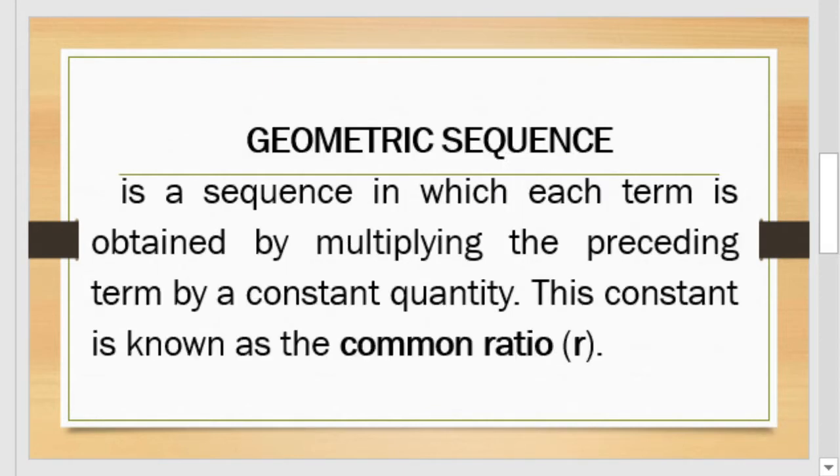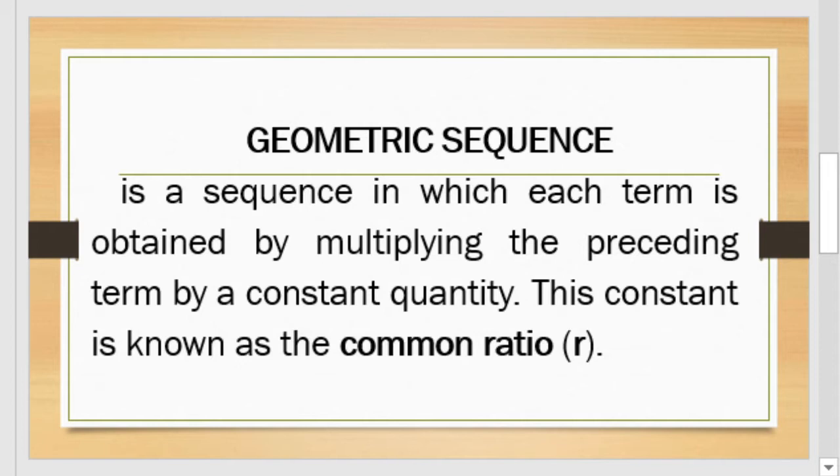Now, what is a geometric sequence? Geometric sequence, however, is a sequence in which each term is obtained by multiplying the preceding term by a constant quantity. This constant is known as the common ratio. So, if the arithmetic sequence has the common difference, for the geometric sequence, the terms have what we call the common ratio.